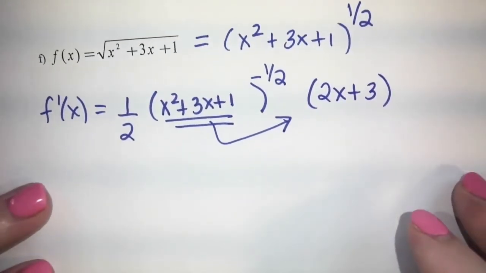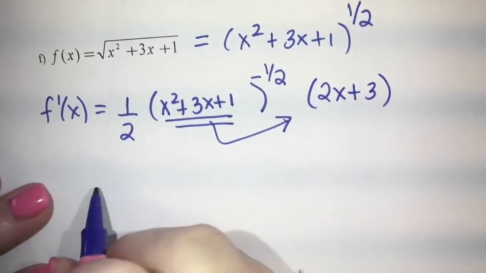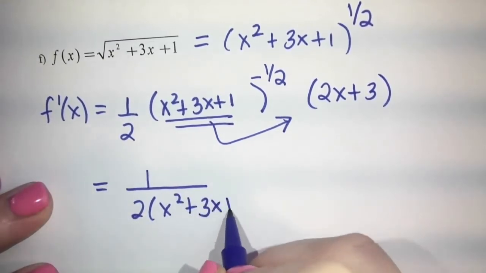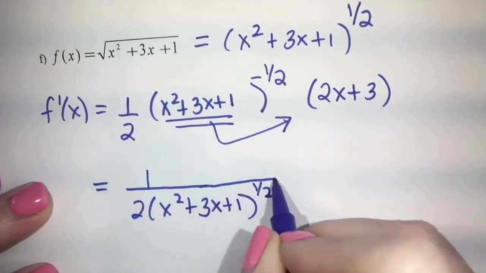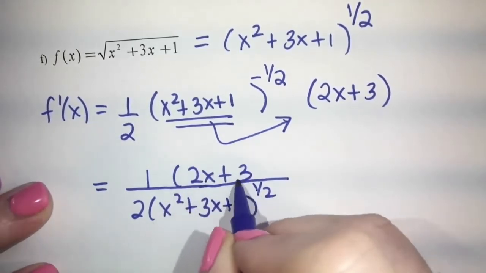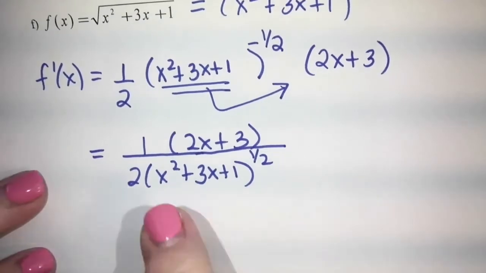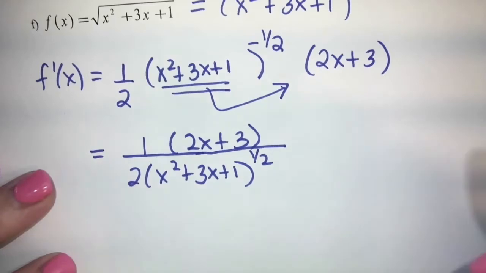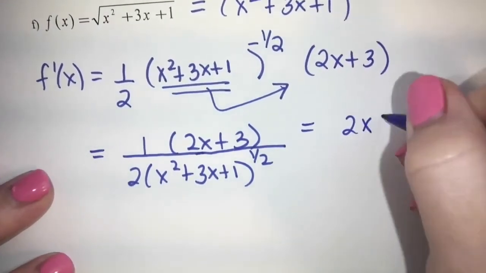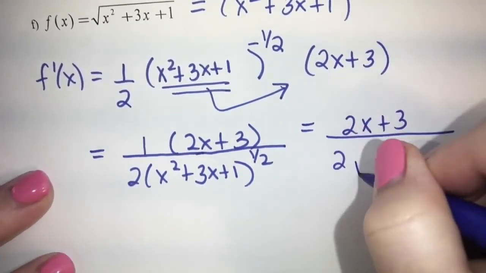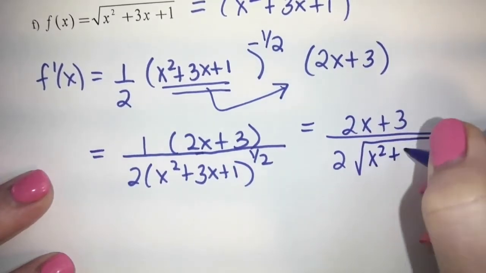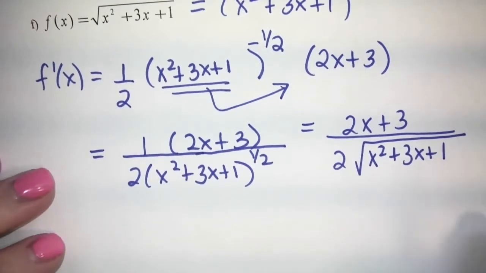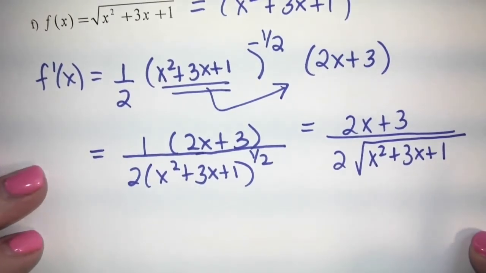And they'll always get rid of the negative exponent. So if we get rid of that, we do so by putting it on the bottom, and that will make it a positive exponent. We leave the 2x plus 3 on the top, and the 2 is on the bottom, so we leave it on the bottom, and we just bring this down and make it positive a half. And of course, if it is a half, then we know from the original that they'll write that back as a root. So our final answer will be (2x plus 3) over 2 times the square root of (x squared plus 3x plus 1).